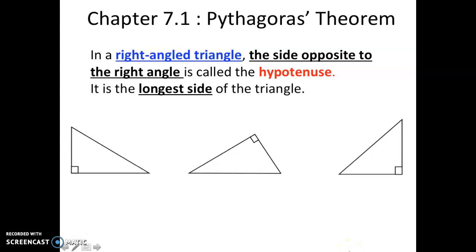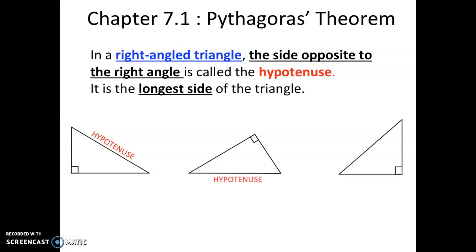In your worksheet 7.1, your first task is to label the hypotenuses of the three triangles given. So as mentioned, it has to be opposite the right angle, and also it has to be the longest side. So for the first triangle, you'll see that it is opposite to the right angle and it is the longest side. The same method is used to identify the hypotenuse for other rotated right-angled triangles as well.